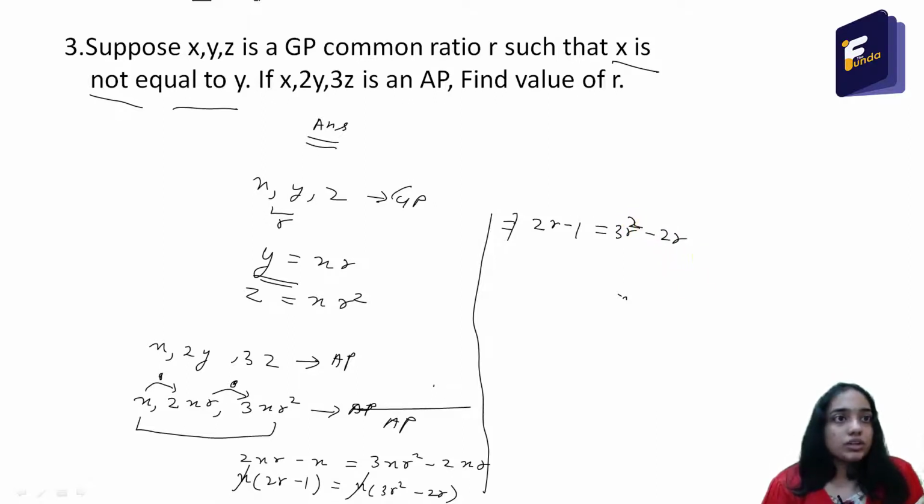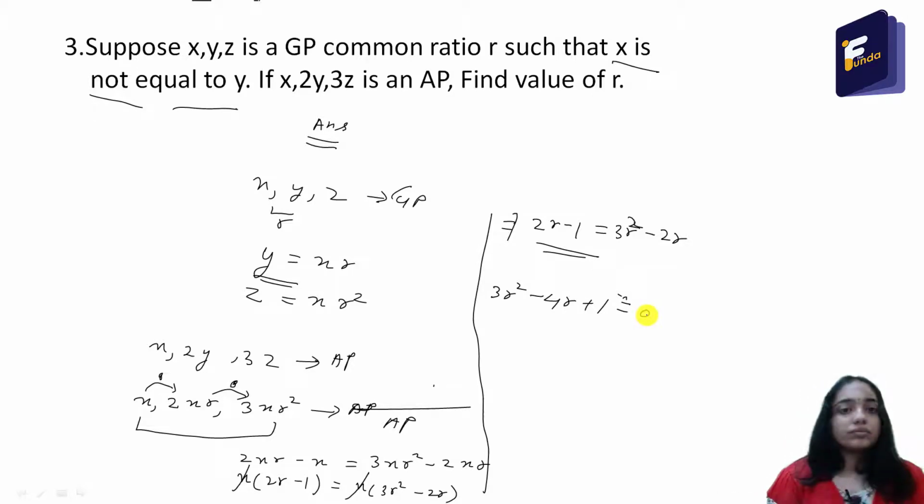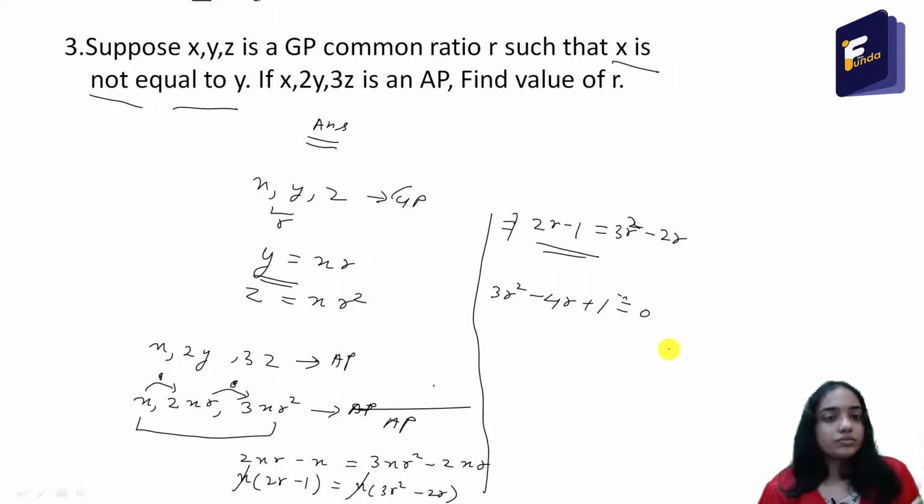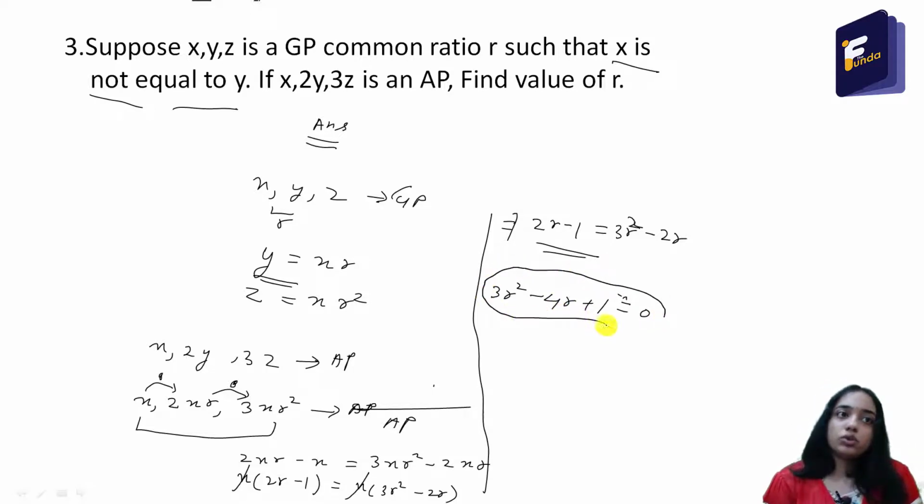Now we will rearrange this whole equation. So it will be 3R square minus 4R plus 1 equal to 0. 3R square minus 4R plus 1 equal to 0. So this is a quadratic equation. We have to solve for the value of R from this equation.